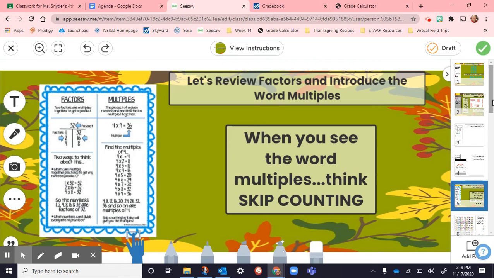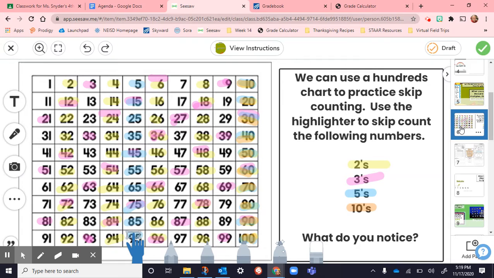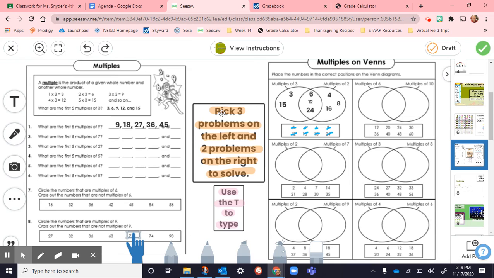So to practice that, we used a 100 chart on page 6, and we skip counted our 2s, our 3s, our 5s, and our 10s. And then we made some observations about what we saw and what we noticed. Then on page 7 was our independent work that we did today. So you're picking 3 problems from the left and 2 problems from the right, and you're solving those. And we did one of each together.